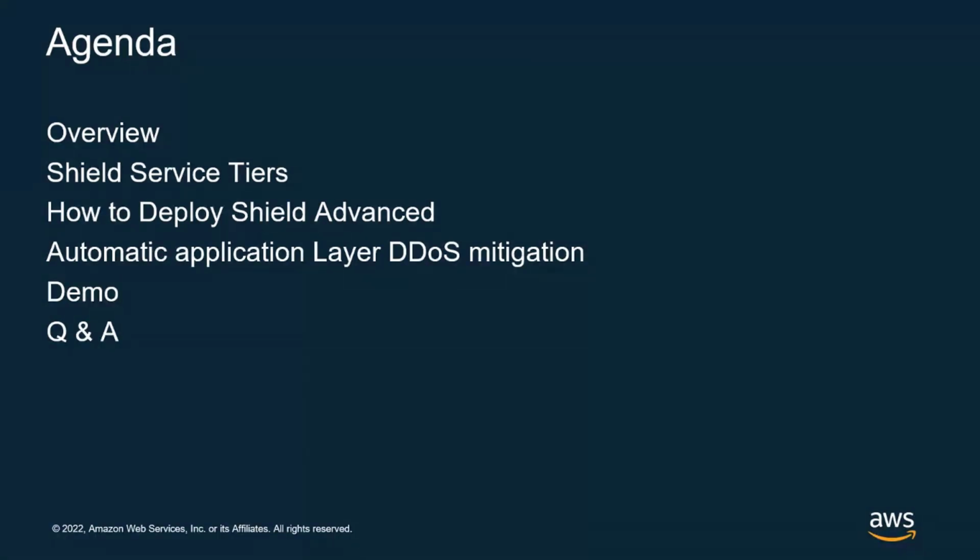And after that, we'll summarize what we did in the deployment. And that'll be our transition over to discussing a newer feature that we've recently launched, which is our automatic application layer DDoS mitigation. So I'll talk about that from a high level. And then that's where I'll kick it over to Chito to jump in and do the demo of that feature. And then we'll round it out with Q&A.